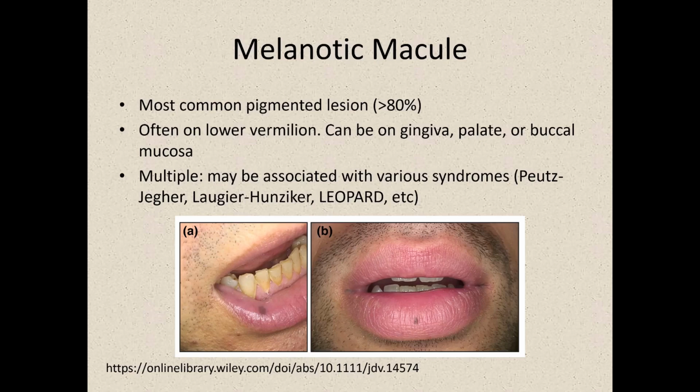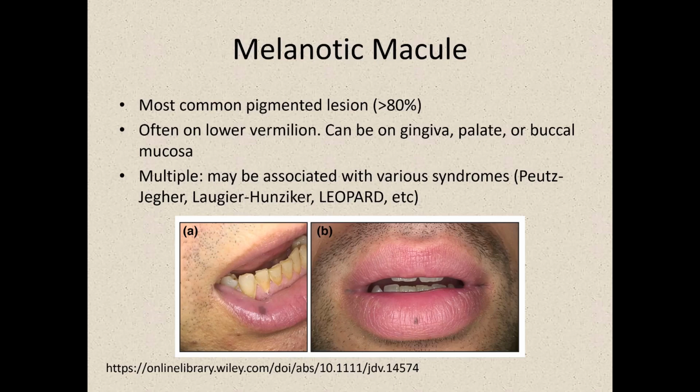The melanotic macule is the most common pigmented lesion of the oral cavity, representing more than 80% of all of the other lesions that we'll be discussing. And the most common area for this to occur is on the lower labial vermilion, which is where I see them most in my patients, but they can be seen on the gingiva, on the palate, or on the buccal mucosa as well.